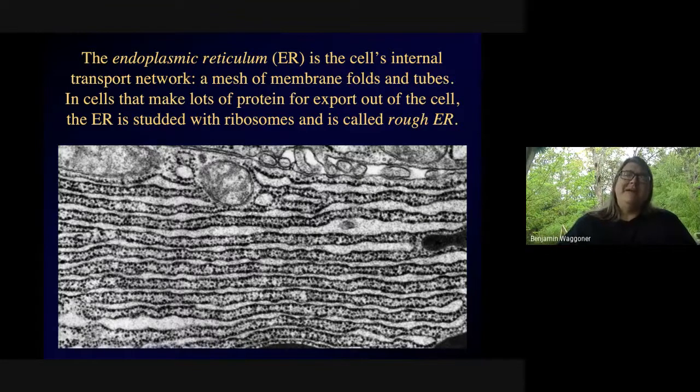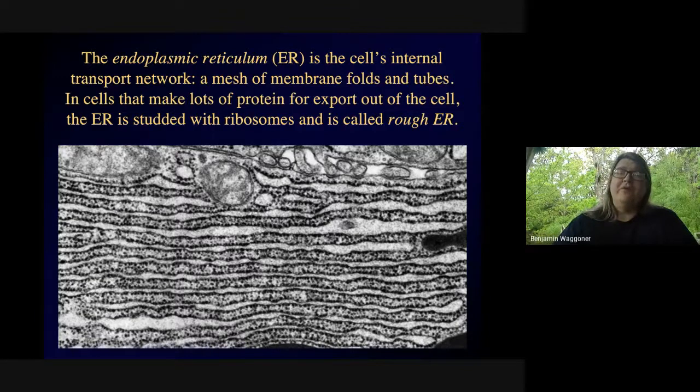If you wanted to make a model of the ER, you could just take a bed sheet and kind of fold it in on itself a couple of times. Imagine you're looking at a folded bed sheet from the side, you'd see the same kind of flat edges of the sheet that you're seeing in this picture right here of a slice through a cell.